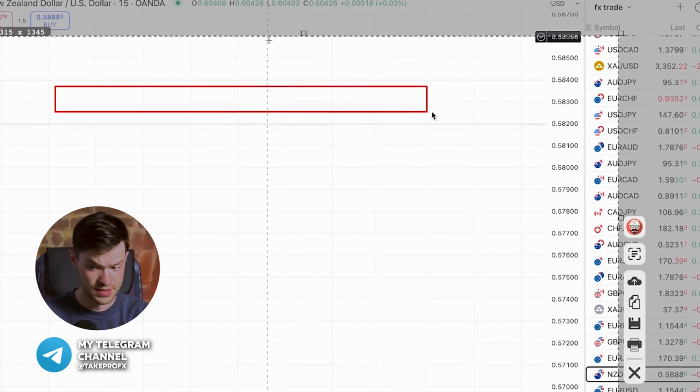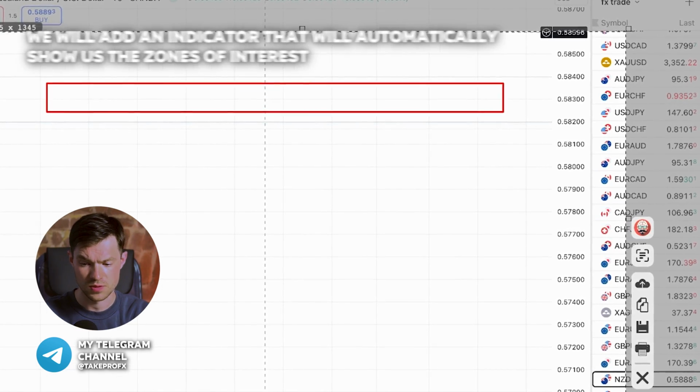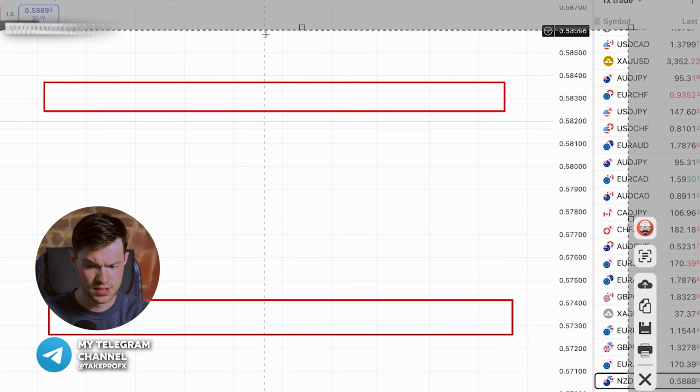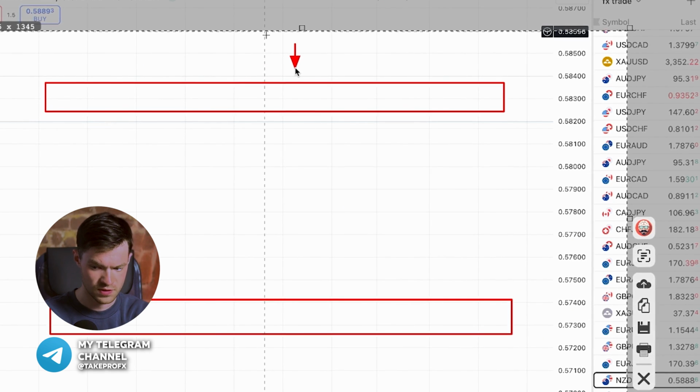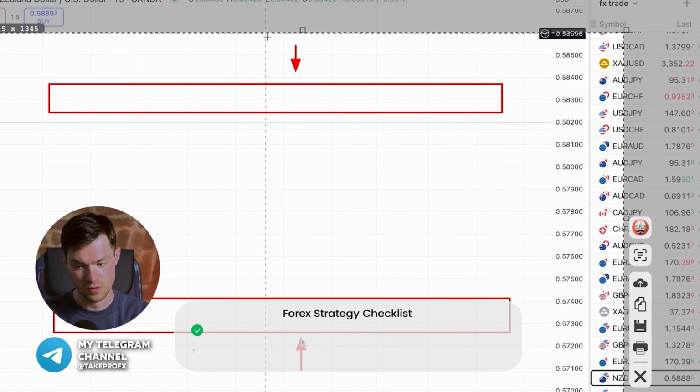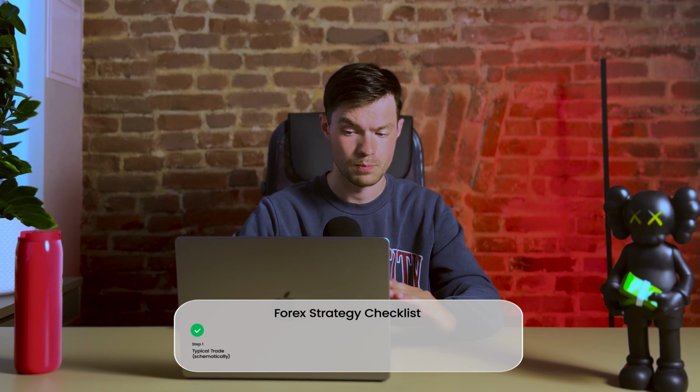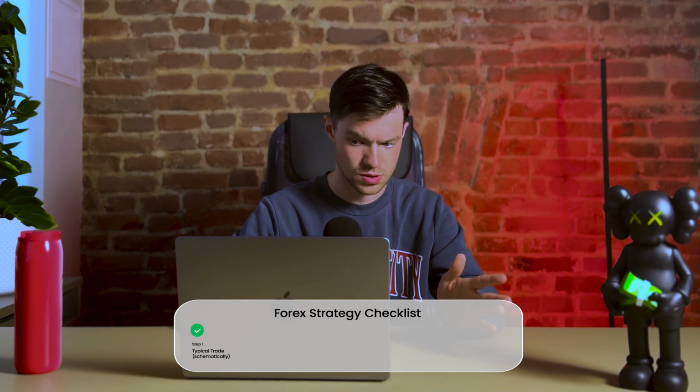First of all, my friends, we will add an indicator that will automatically show us the zones of interest. For example, from the resistance zone we will sell, and from the support zone we will buy. And this will be plotted by the automatic indicator, so you won't even have to worry about doing something wrong.